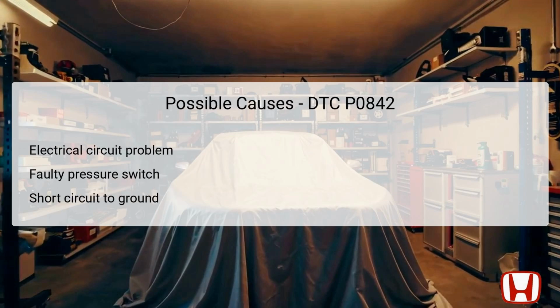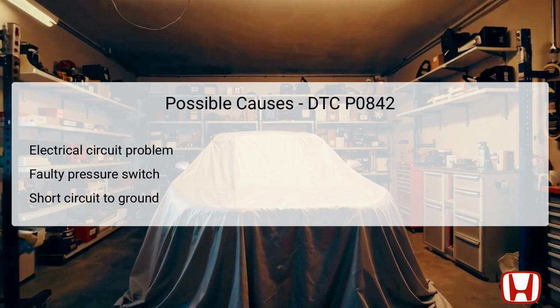Several potential causes may lead to the activation of DTC P0842. The most common reason is an electrical circuit problem, indicating a failure in wiring or connections that affects the performance of the pressure switch. Another possible cause is a faulty pressure switch itself, where the internal components may fail and cause the switch to get stuck in the on position.